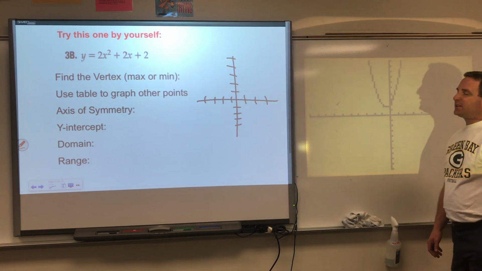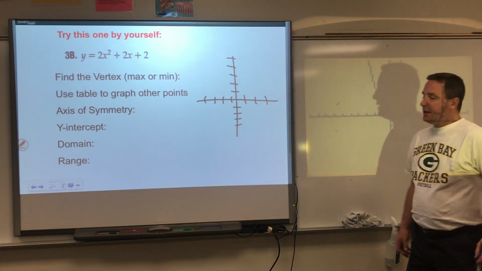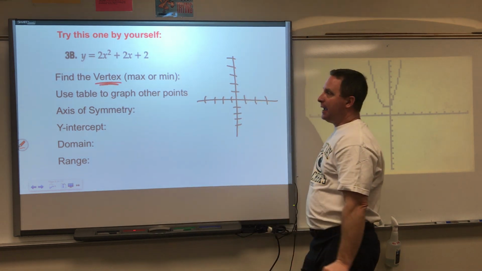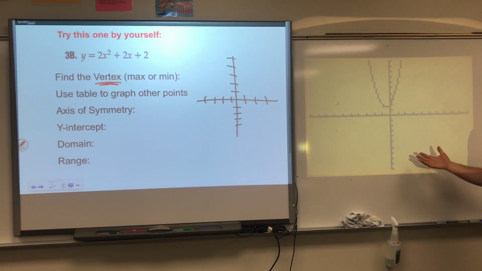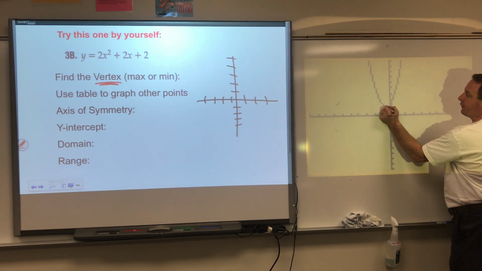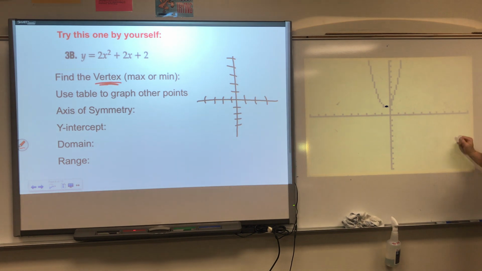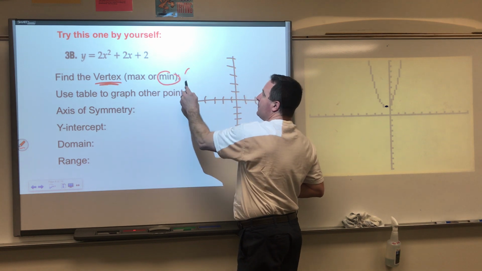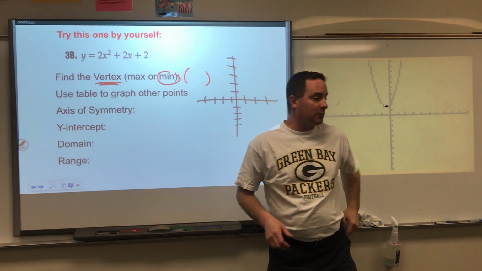The single most important part of this graph is always going to be the vertex. To have my calculator find it for me, I have to determine in my head, is it a maximum or a minimum? Well, it looks like the vertex is right down here somewhere. In this case, it's the low point of the graph, so it's a minimum. Can we find that minimum value?